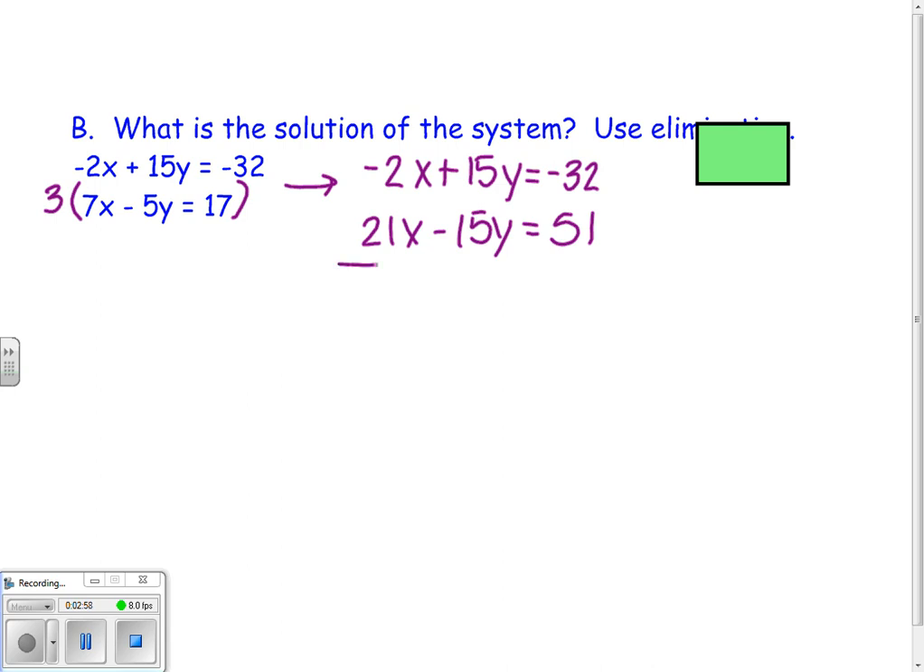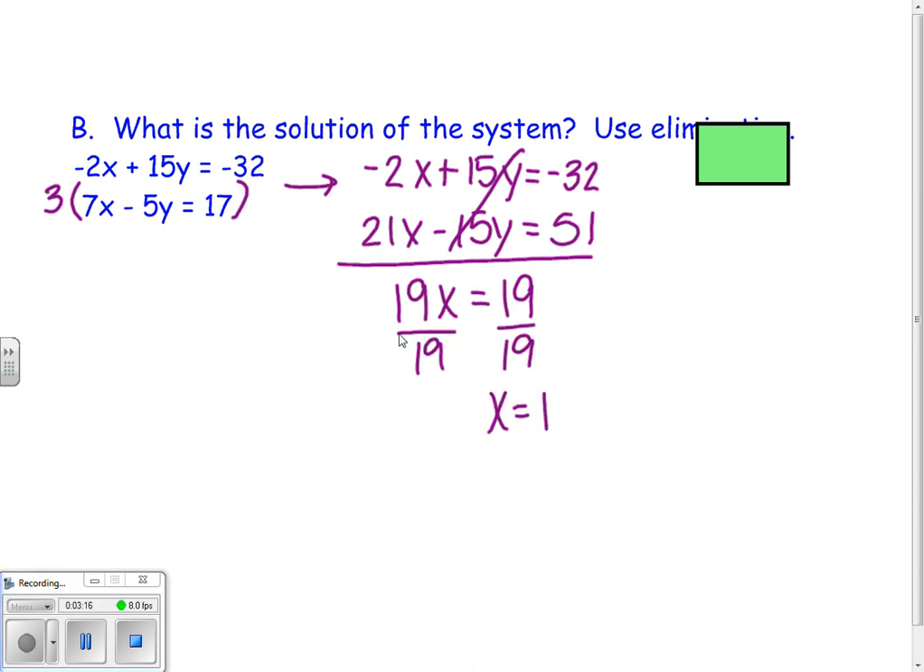Because now, when I combine these two equations, they cancel. Negative 2x plus 21x is 19x. And negative 32 plus 51 is 19. I divide both sides by 19. I get x equals 1. This problem is a little different than the last one because I can take that x equals 1 and put it into any of the equations. There are technically 3 of them. I'm just going to choose to put it in this top equation for x.